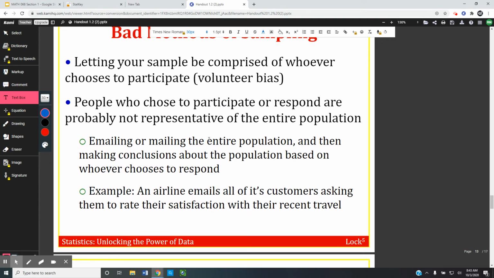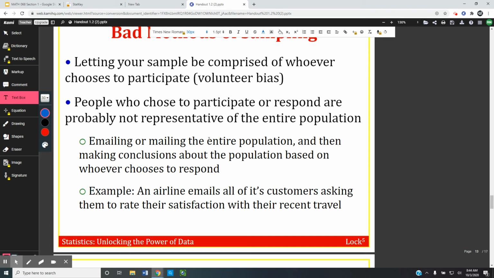Continue. Letting your sample be comprised of whoever chooses to participate. This is the one I've hit on two or three times. Do not allow people to have a choice, yes or no. You're either in the study or you're not in the study. You were chosen to be in the study or you weren't chosen to be in the study. People who choose to participate or respond are probably not representative of the entire population. Like I said, they're extremely left and extremely right, and you're not getting that balance in the middle. You're looking for a true sample of everything: left, center, right.